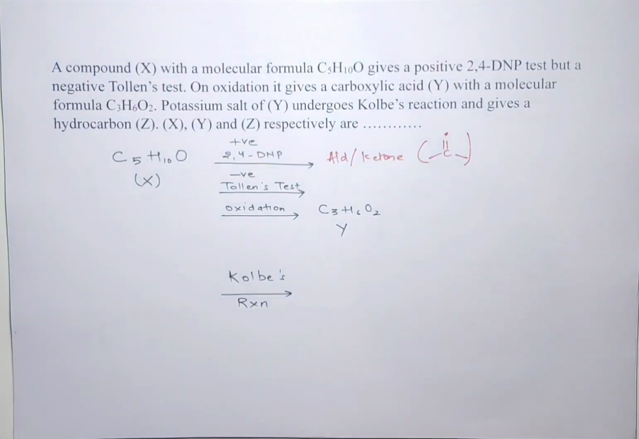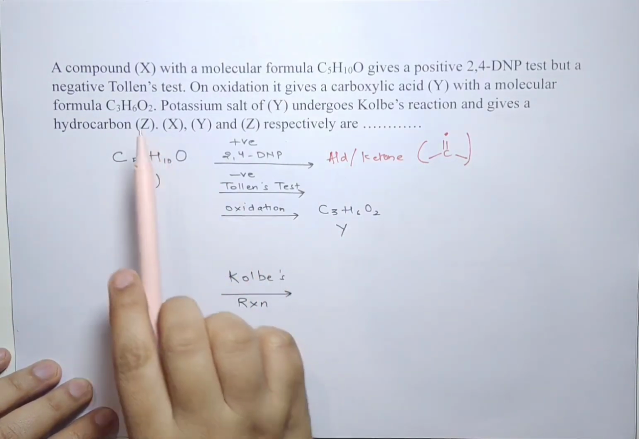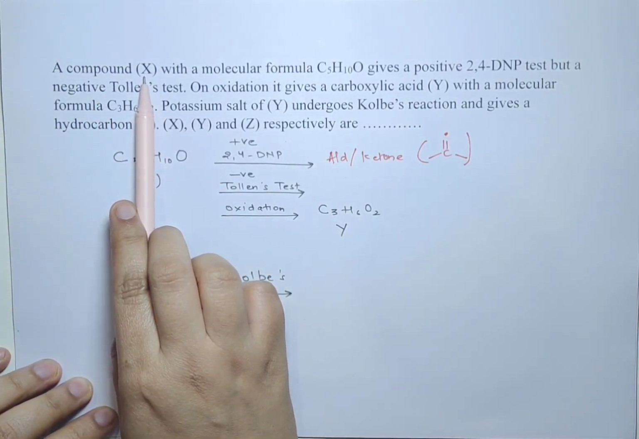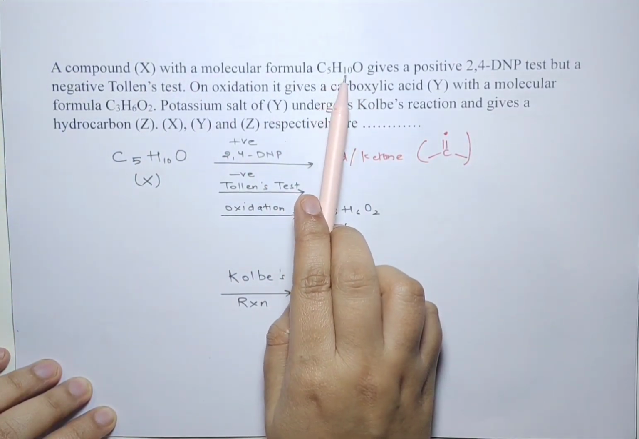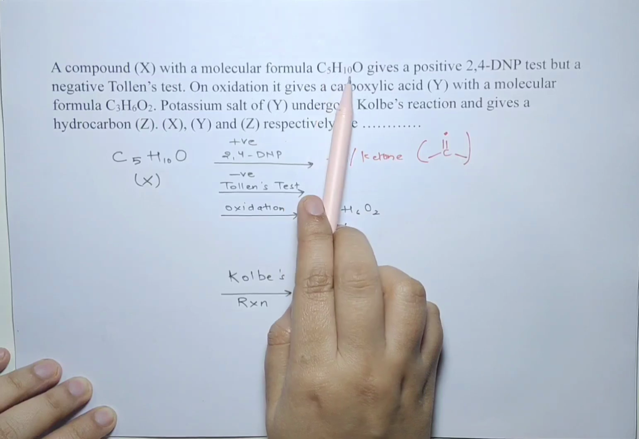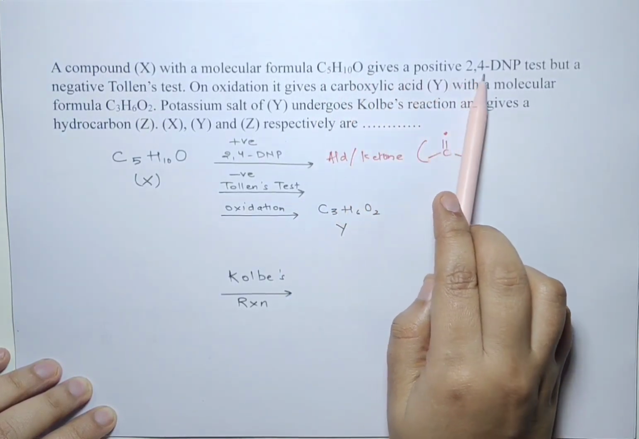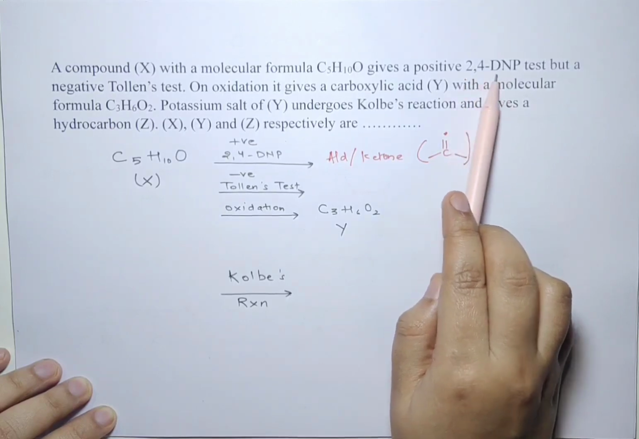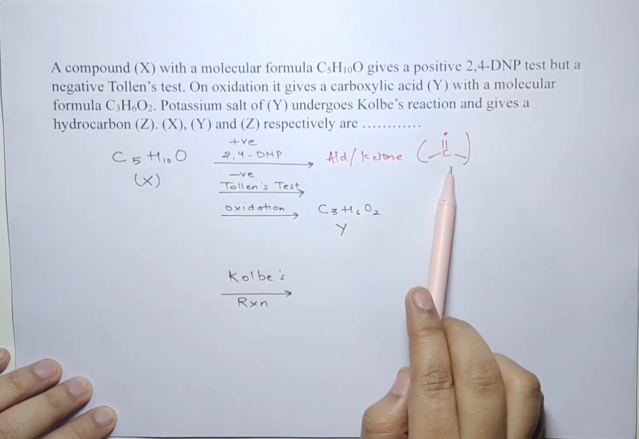So to save your time, I have drawn the outline for most questions. So first question, X with molecular formula C5H10O. That means CnH2nO. So it's your aldehyde or ketone. We also know this because it gives a positive 2,4-DNP test. Carbonyl compounds such as ketone and aldehyde, they give positive 2,4-DNP test, right?